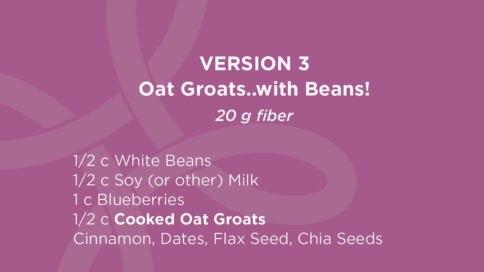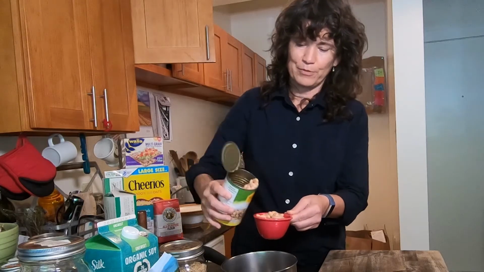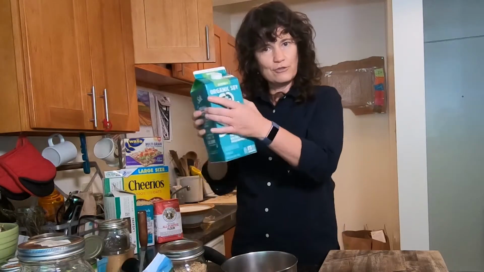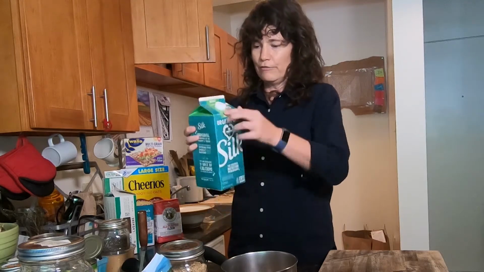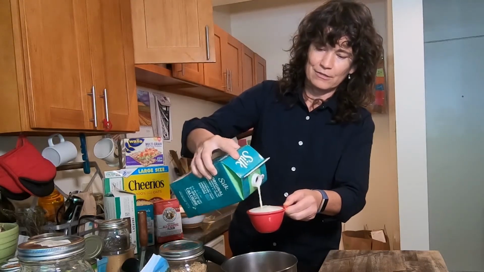It's going to be super healthy, so brace yourselves. This is not going to be your standard oatmeal. We are going to put some white cannellini beans in there, and that's going to be for the protein and for the fiber. Put that half a cup in there in a saucepan. I'm going to use this soy milk, which I love. Put half a cup of that in there.